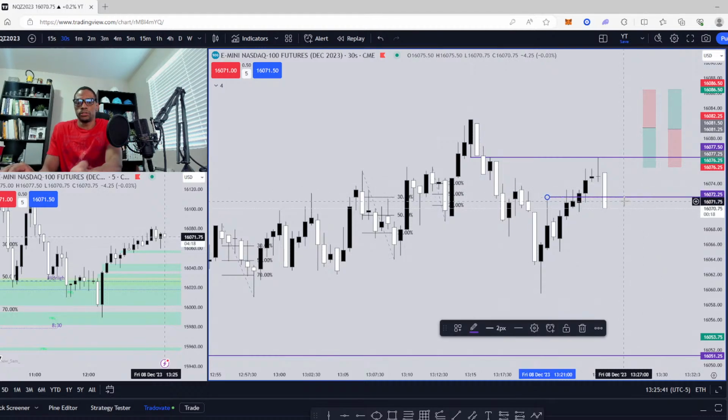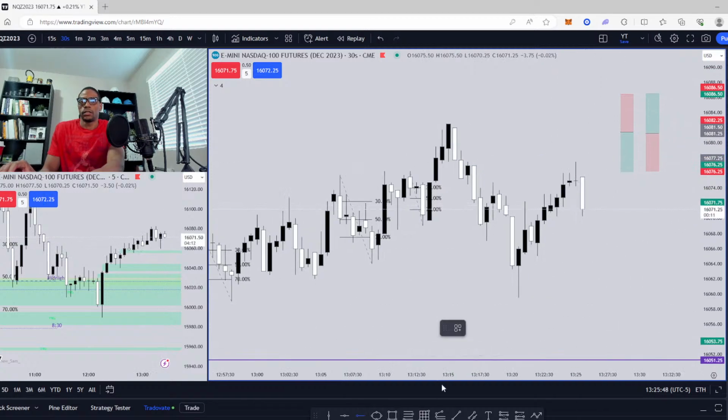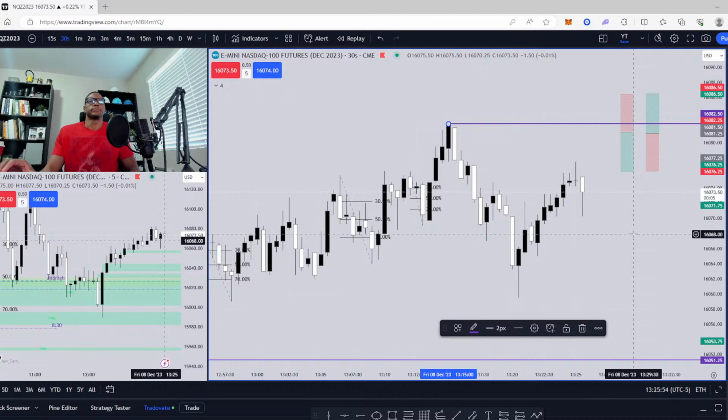Okay, let's remove this. Remove this as well. And now we're waiting for this price to be eclipsed and for price to start trading in a different area.